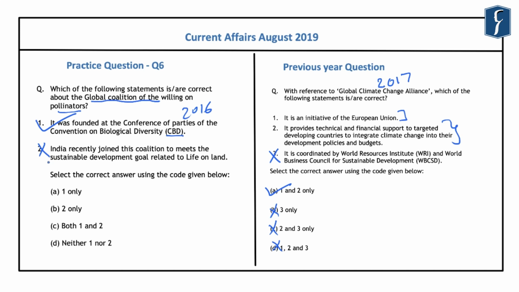So although this global coalition of the willing on the pollinators looks huge in scale, only 28 countries have signed this coalition. And in this line, India has not yet joined this coalition. And such environment related initiatives are important for us from the preliminary examination, as we have seen a question was asked related to an initiative of the European Union in the year 2017. With this, let's take up the next question now.